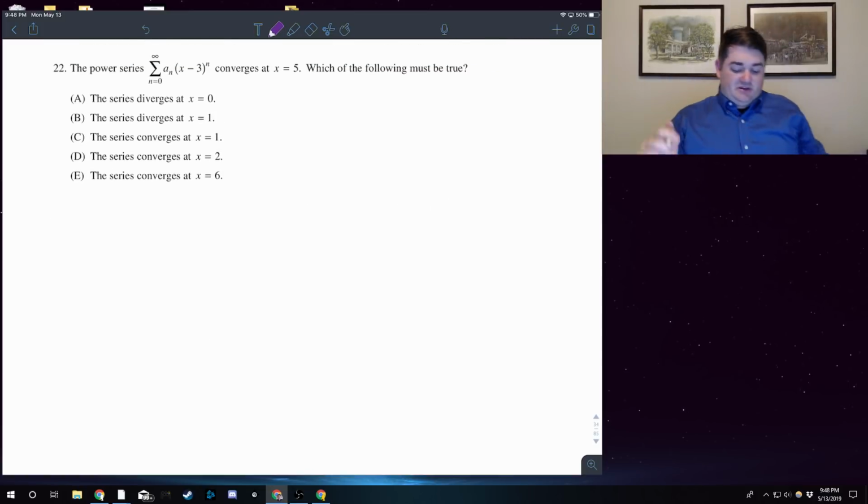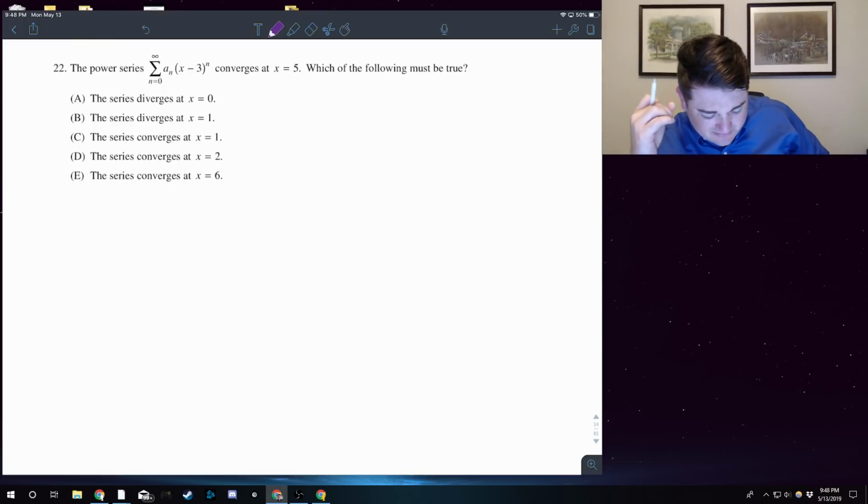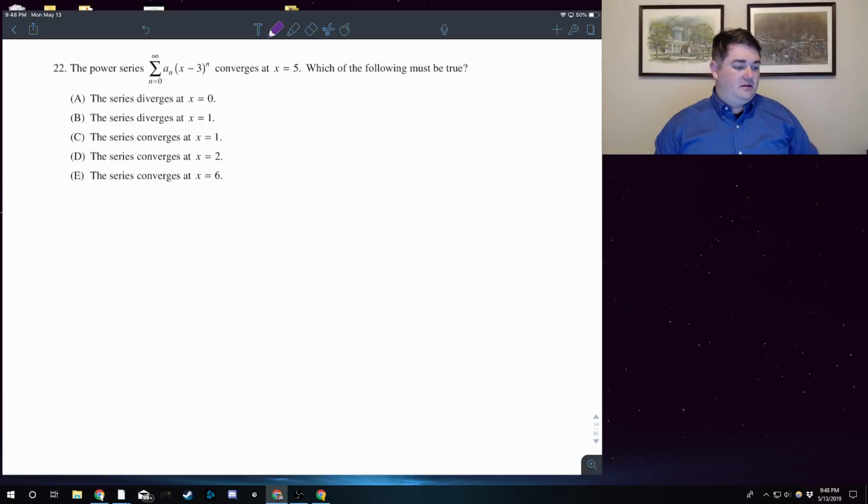Number 22, the power series converges at 5, which of the following must be true? What is the most prevalent BC topic that we should absolutely know? Series, everything series. One free response is guaranteed to be series. Problems like this are littered throughout the free response. Knowing your convergence tests is important, but just knowing about intervals of convergence and power series in general is most bang for your buck. You can bet there's going to be a free response over either polar or parametric, but I can't tell you which one because I don't know.